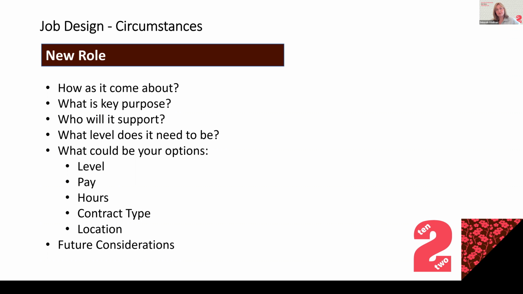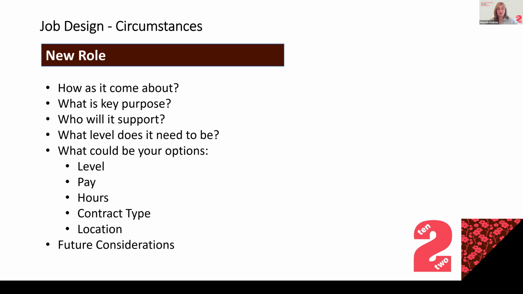And so the client ends up having 2 people happy in their roles because they're working at the right level, and they save money. So it's a really important thing to think about. Don't just automatically opt for it must be full-time at this level.